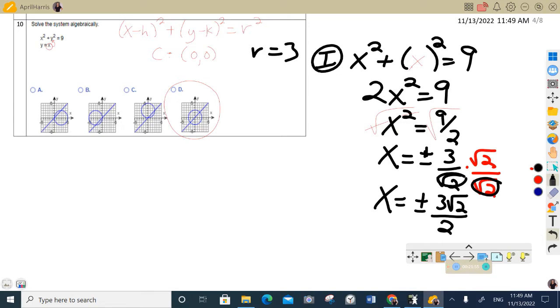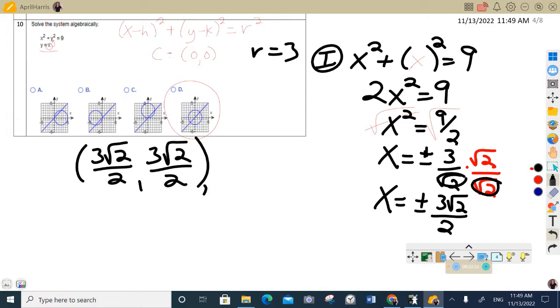So now we have two x values. We're going to have two y values. But remember, y is equal to x. So my two ordered pairs are going to be easy. When x is positive 3 radical 2 over 2, so is y, because y equals x. And then separate with a comma your two ordered pairs, and then we have when x is negative 3 radical 2 over 2, y is also negative 3 radical 2 over 2.